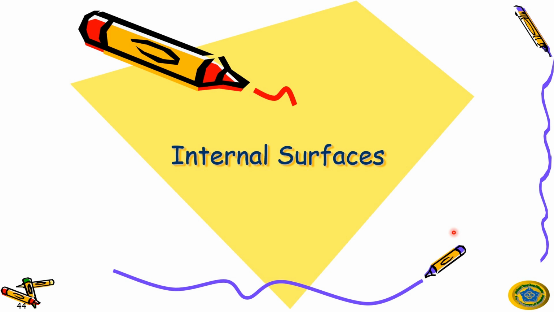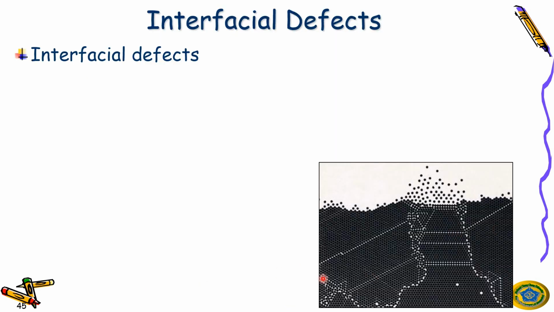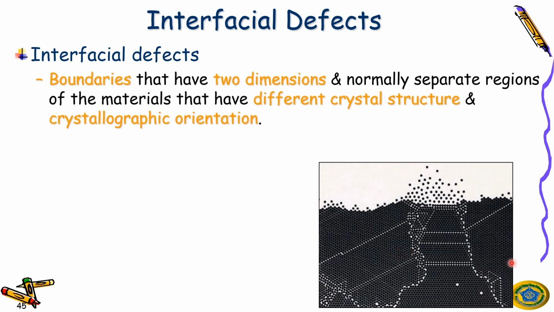Okay, so the next topic is internal surfaces. As you can see, this is only one external surface, but there are many internal surfaces. Interfacial defects: the first one is the boundary. Boundaries are two-dimensional and normally separate regions of the material that have different crystal structures and crystallographic orientation. That's what we all know.